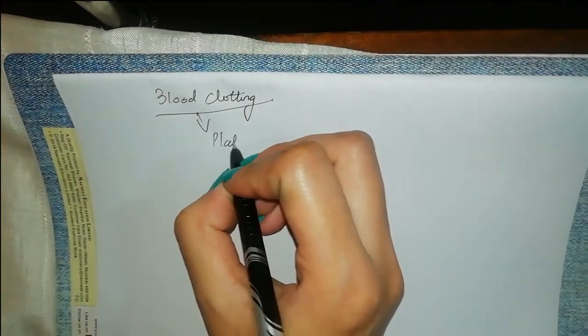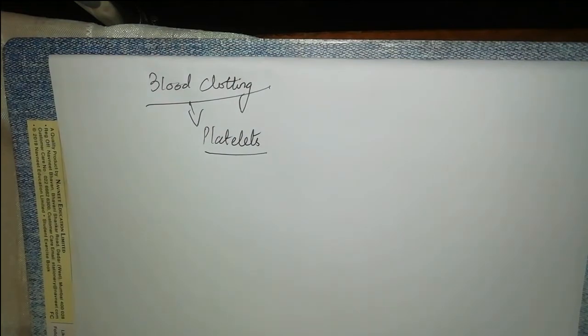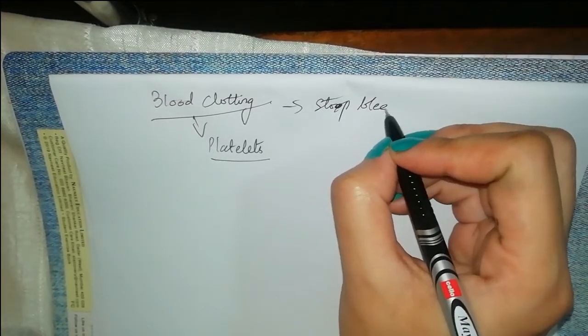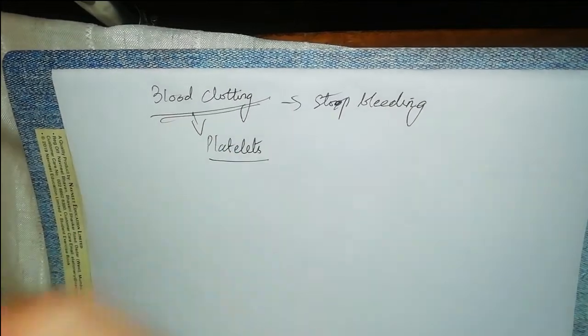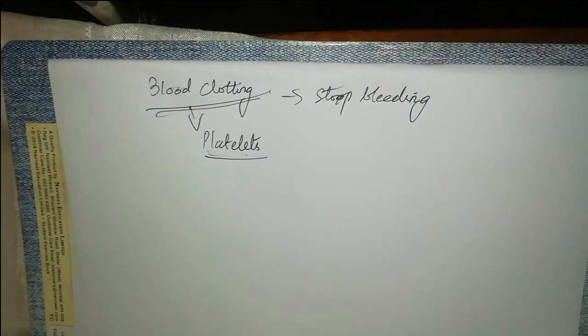Why do you have that hard blood clot on the wound? It is because of your platelets. Your platelets help in clotting of your blood, so that excess blood will not come out of your body, and you will not have too much blood loss. This process where your blood stops bleeding is known as blood clotting, and it is done because of the platelets present in your blood.